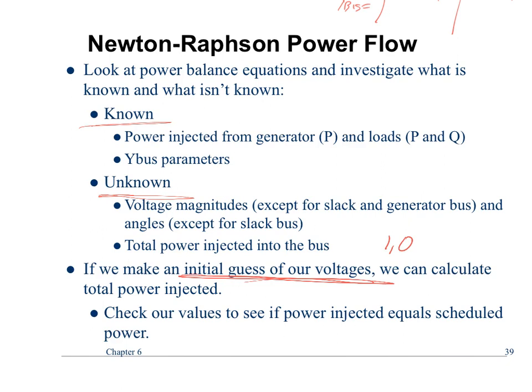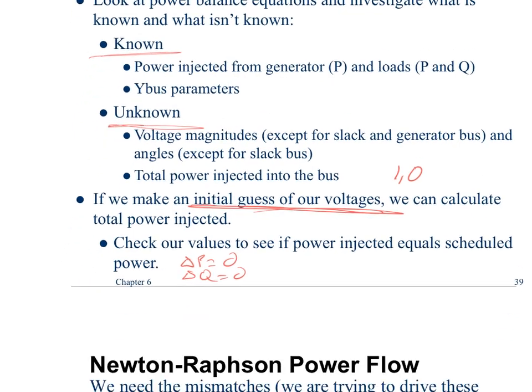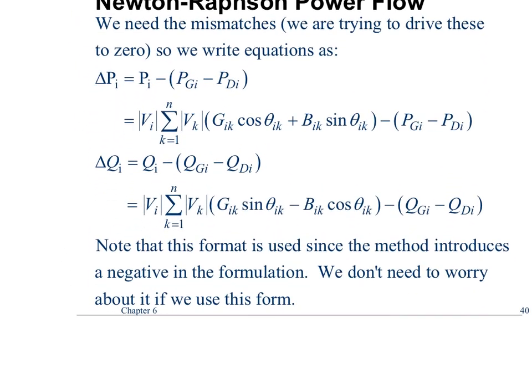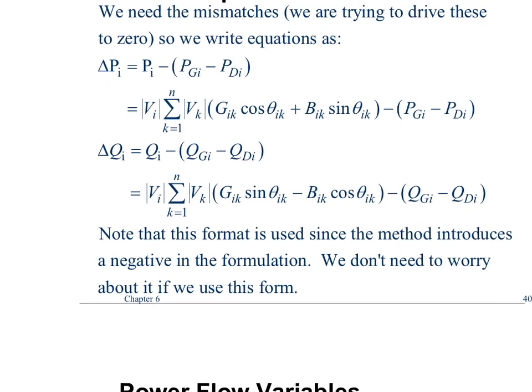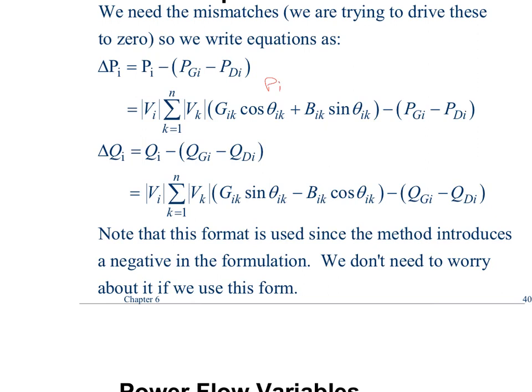So once we do our initial guess, how do we know when we're done? We check, does our power balance equal 0? If delta P equals 0 and delta Q equals 0, we're done. If they're not equal to 0, we have to run through the algorithm. Okay? So those are the power balance equations. This is the P injected and the Q injected. This is P scheduled and Q scheduled.